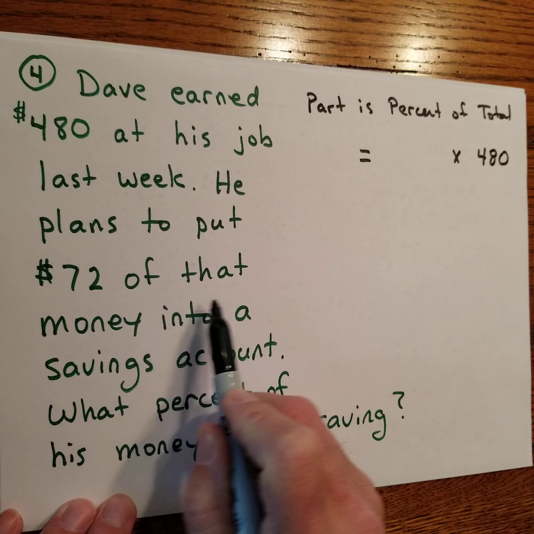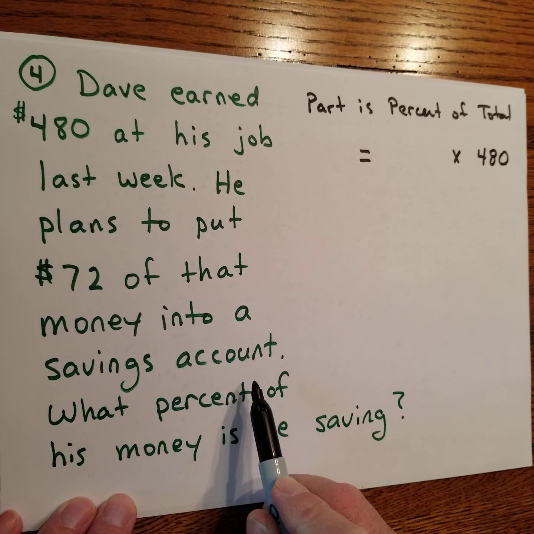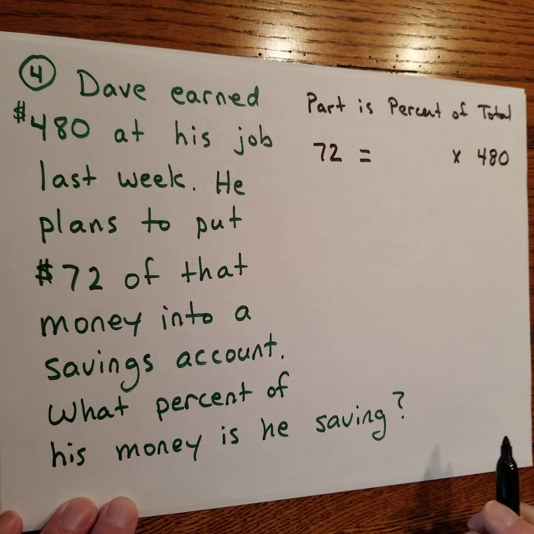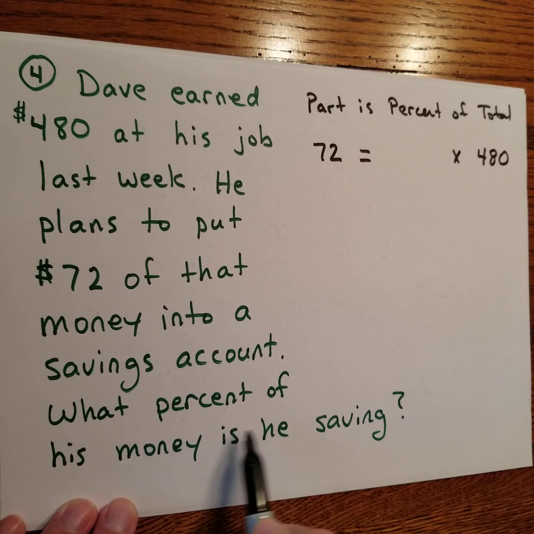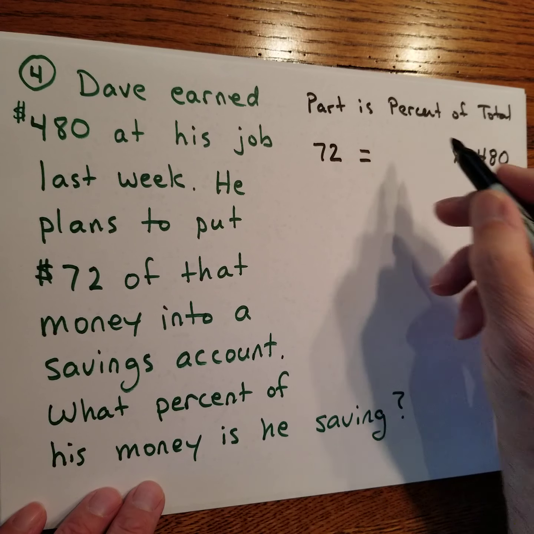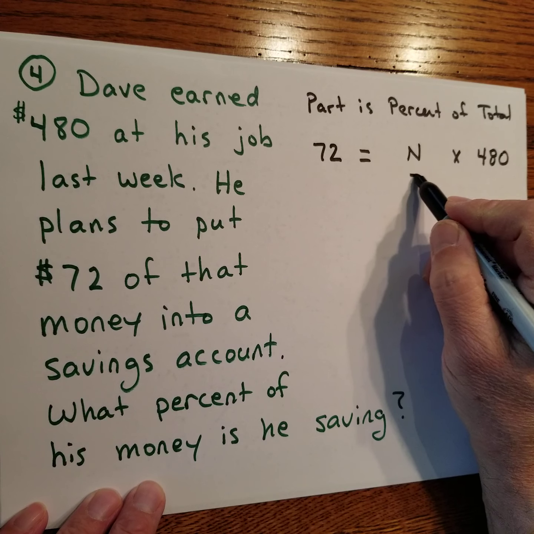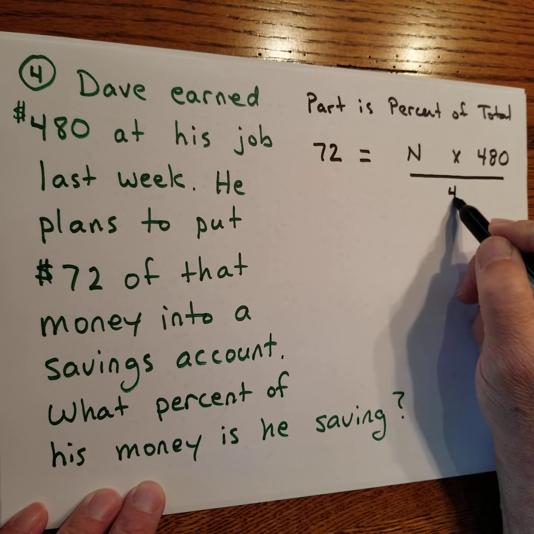He plans to put $72 of that money into a savings account. $72 is part of his money. Final question, what percent of his money is he saving? We're looking for the percent. The inverse of multiplication is division.